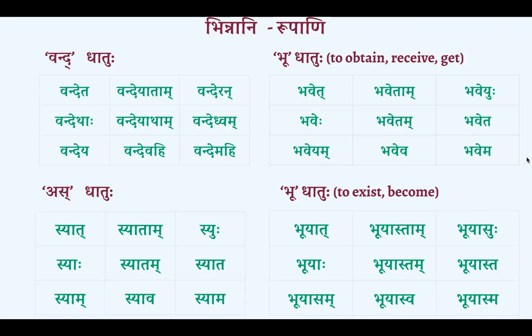Rita Mahodaya, etat pathatu. Bhu dhatu: bhavet, bhavetam, bhaveyuhu, bhaveh, bhavetam, bhaveta, bhaveyam, bhaveva, bhavema. Atra artha diyate, Bhu dhatu has two different meanings. One is to obtain or receive or get. The other is the one that we normally use, to exist or to become. Atra, receive, get, obtain, ityarthe asti.